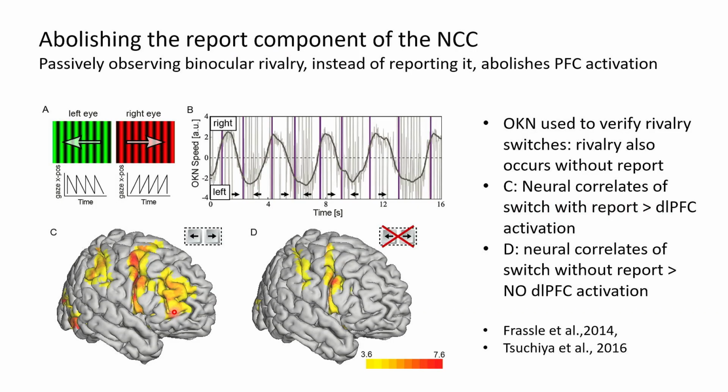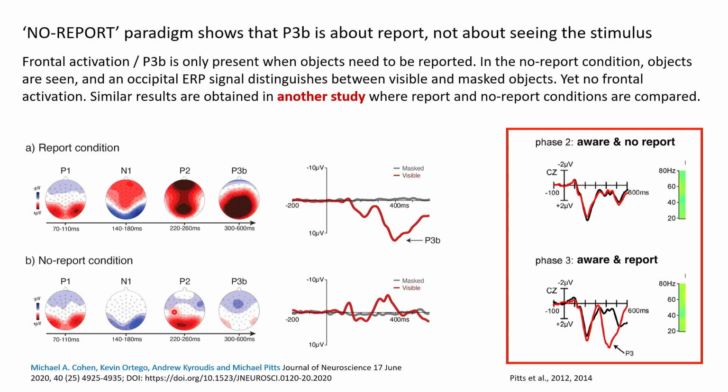Now, of course, there have been these studies that I already showed you about, indeed abolishing this report component of the neural quality of consciousness, these no report paradigms, which indeed argue for this difference between report and conscious perception. So here the nice optokinetic nystagmus experiment, here these no report paradigms showing that P3B is about report, not about seeing the stimulus itself.